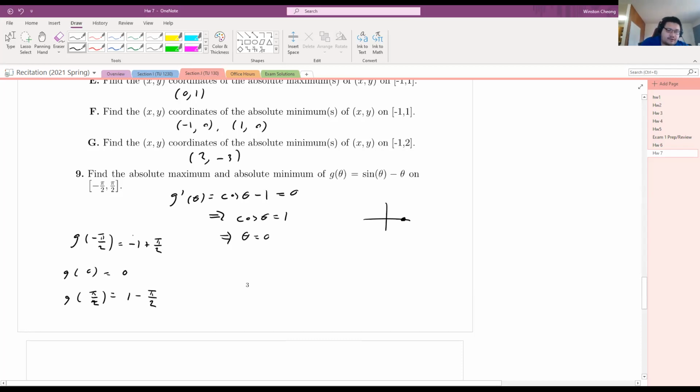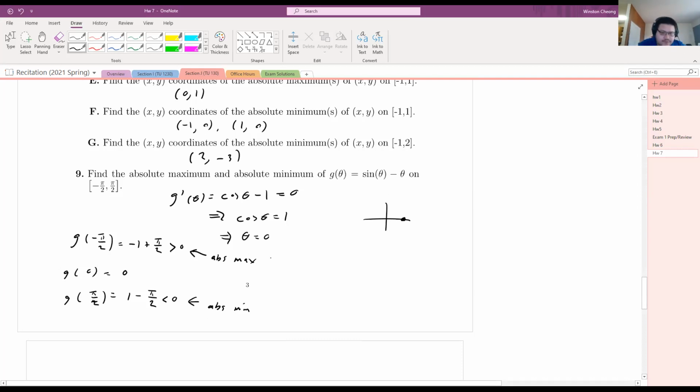Then you just think about this. Pi over 2 is about 1.57, so this one is greater than 0 and this one is less than 0. From that, you can conclude that this is an absolute max and this is an absolute min. Technically you should say for that interval, but usually we leave that off. In this particular situation, the critical point didn't give us anything, but that can vary from problem to problem.